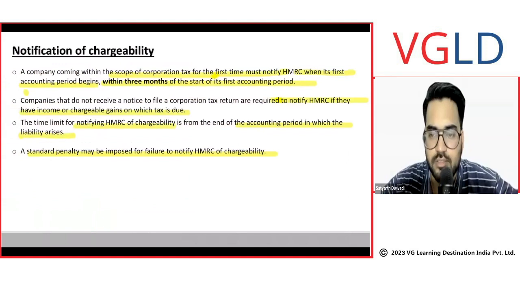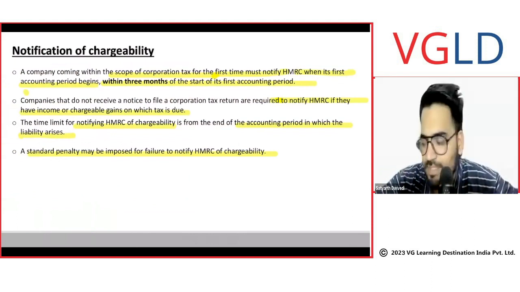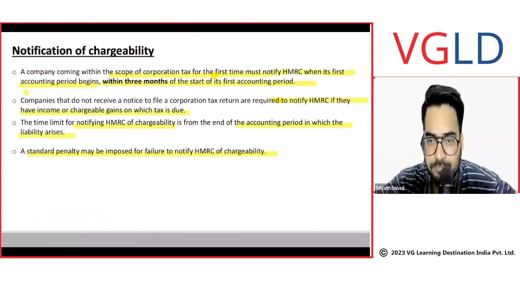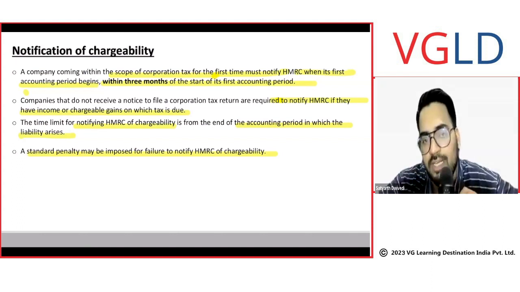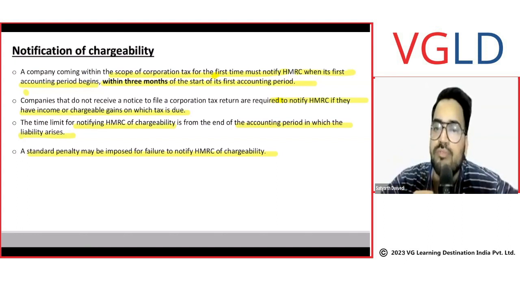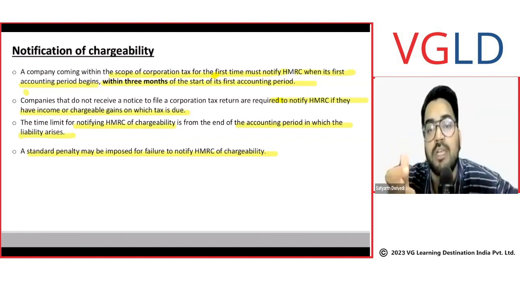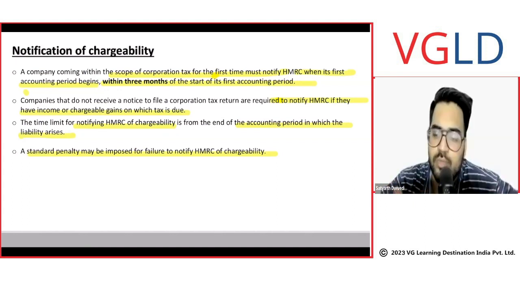This one. Surbhi. So again, very, very simple. Whenever you come within the scope of corporation tax for the first time, you have to notify the HMRC within 3 months of the start of your first AP. If you receive a notice that you need to file a corporation tax return, you need to notify HMRC if you have chargeable gains on which tax is due. You have to tell HMRC if you receive a notice to file a tax return. The time limit for notifying of chargeability is from the end of the accounting period. Okay. And then penalty is there if you fail to notify.